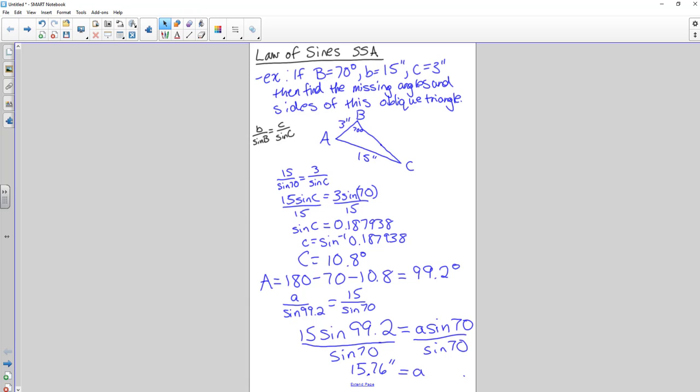If we look at this, let's fill in our triangle: 15.76 inches for side A, angle A being 99.2 and angle C being 10.8 degrees. That sounds about right. I mean, the 15 and the 15.76 are pretty close lengths, but 70 and 99 degrees are also pretty close, with 3 being so small. That seems reasonable that we would get those for our answers.